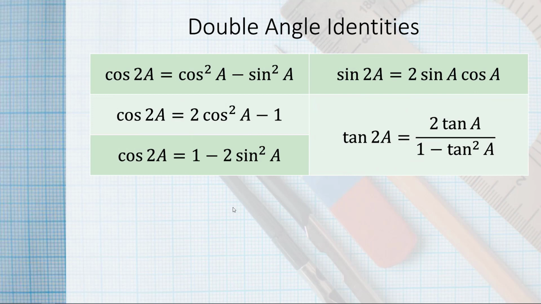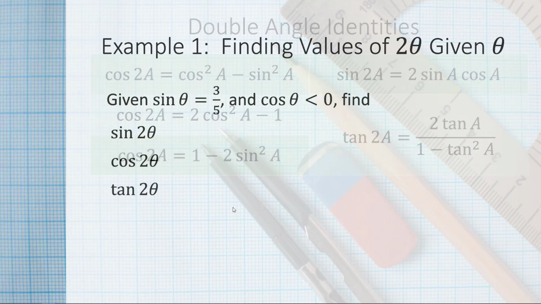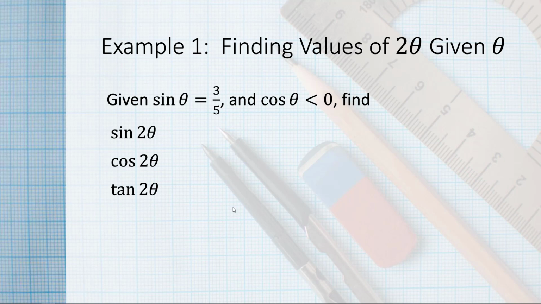These are the double angle identities. Now, in the interest of time, we are not going to derive them. However, they can be derived from the identities that we have learned earlier, and our purpose is to learn how to use these identities, which will be the focus of this particular video. And with that in mind, here is our first example.